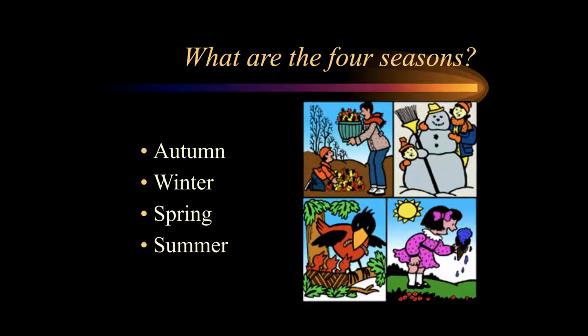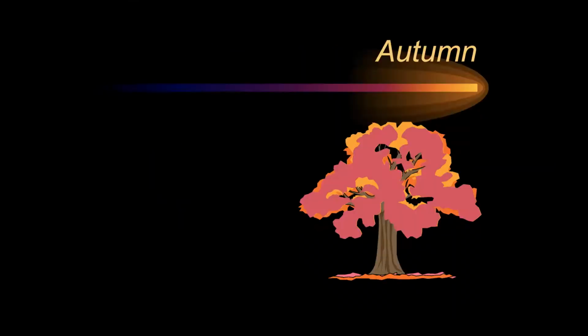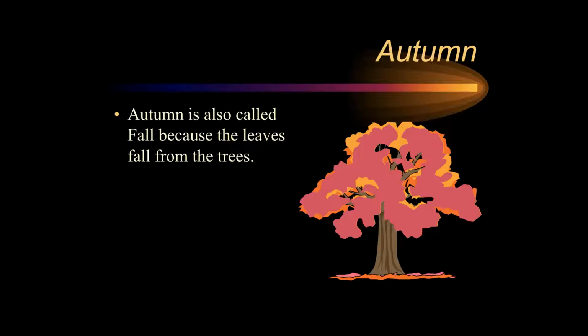So you know what? Sometimes we refer to autumn as actually fall, simply because the leaves at that time will start falling from the tree. Okay, so autumn can also be called fall.